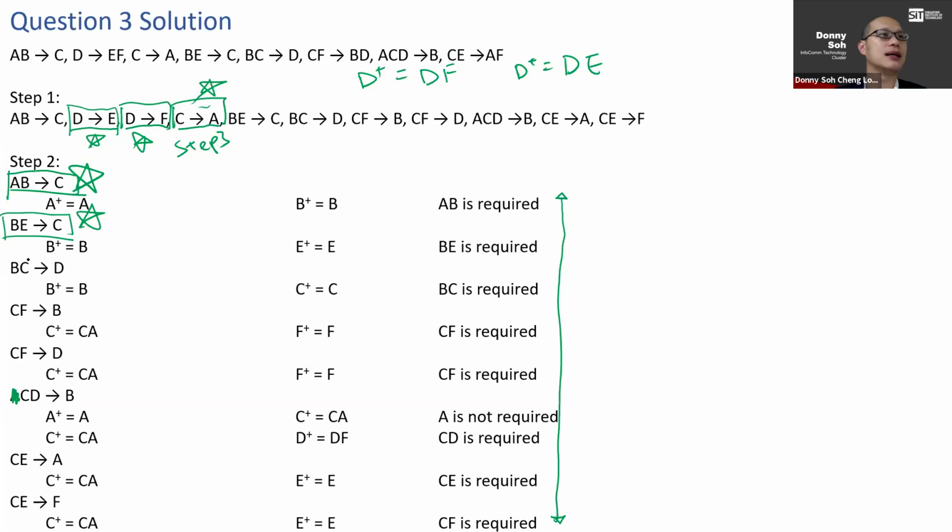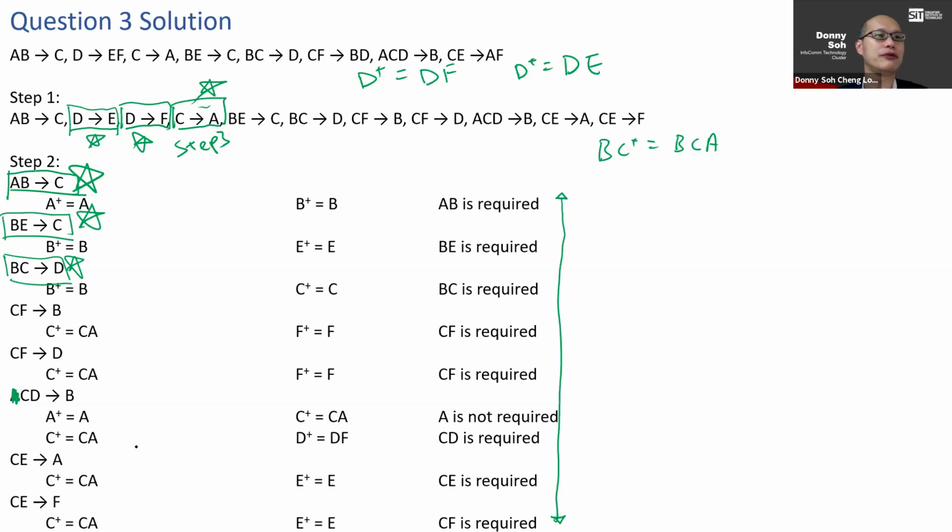Okay, so BC, C is here. If we look at BC closure, it equals BCA, and AB implies C here. That's all. So it does not imply D anywhere, and so BC implies D is also required. Let me know if I screw up. Okay. Is everybody still following me so far?